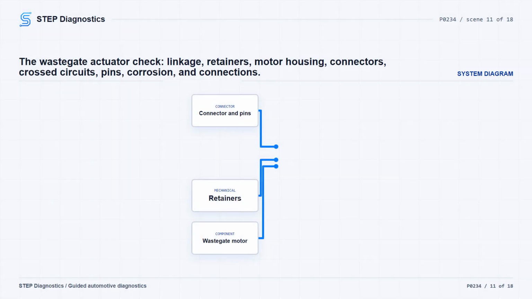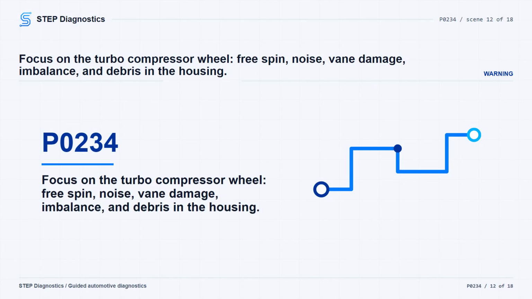After the bypass operation checks, inspect the turbocharger wastegate actuators. With the ignition off, look for damaged, disconnected, or missing wastegate linkage or retainers. Move the linkage with slow, constant force toward the wastegate motor and then away from it. Also inspect the wastegate motor, harness, and connectors for housing damage, connector damage, cross circuits, pushed-out pins, corrosion, and incorrect connections. If you find a concern, repair it as needed. Clear the PCM DTCs and rerun the self-test.